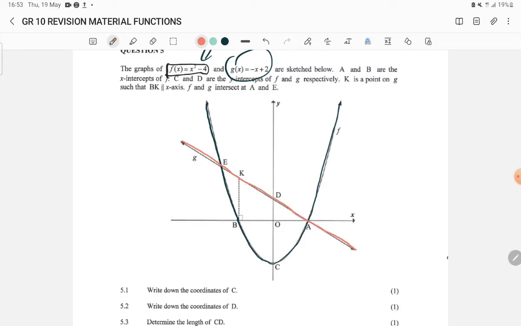Now we are going to mark the x-intercepts. The x-intercepts of the very same graphs are going to tell us what we need. So at the x-intercept, we can take this line. We can also take this line.